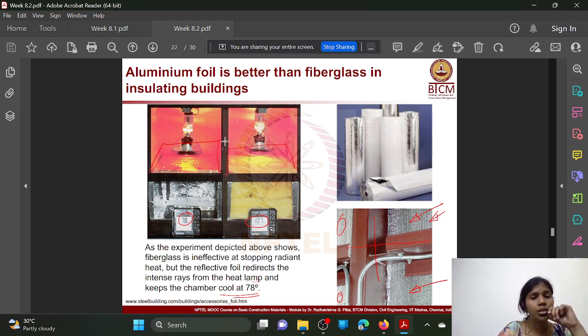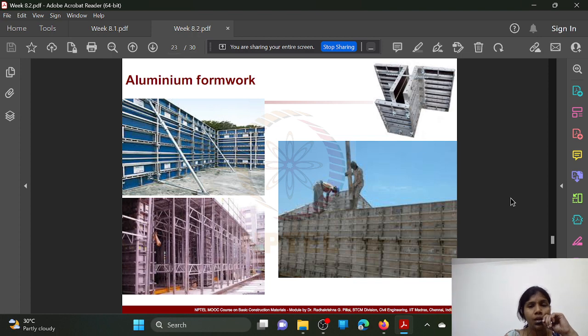But when you use fiberglass alone, there is no reflective nature, so it is getting heated up when the temperature increases, from 78 degrees Celsius to 107 degrees Celsius. Okay, aluminium is also used in formwork because it has lighter weight.